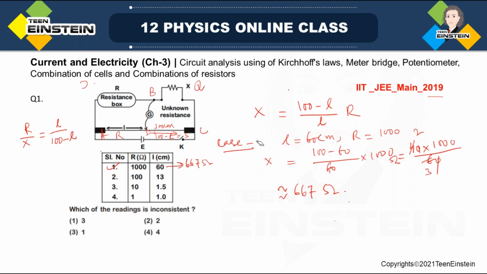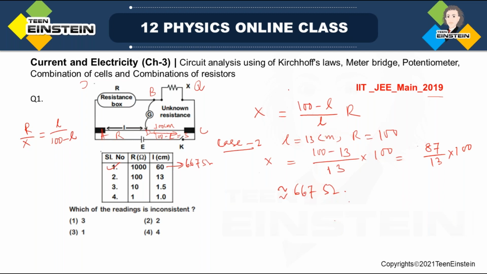I'll just erase this portion and use these values. Okay, so here see, second case, this R is 100 ohm and this length has become 13 centimeter. So this is reading 2, this is 13 centimeter. This is 100, so this will be 87 by 13 into 100.